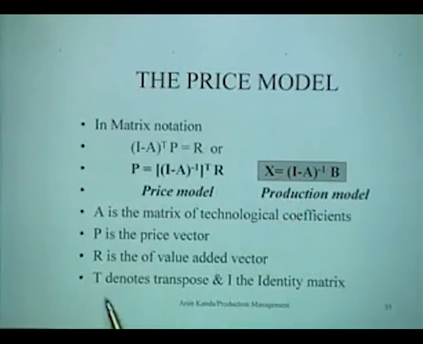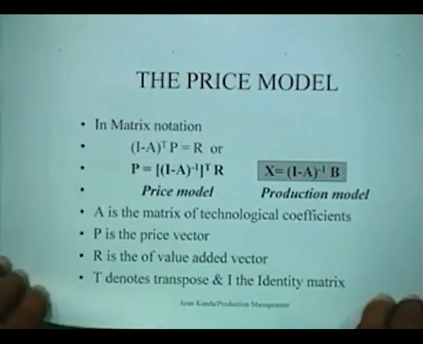So, this was intended to give you an idea of the price model as well as the production model of Leontief, which can be utilized for solving this. How is the R vector calculated, sir? The internal cost of the company?